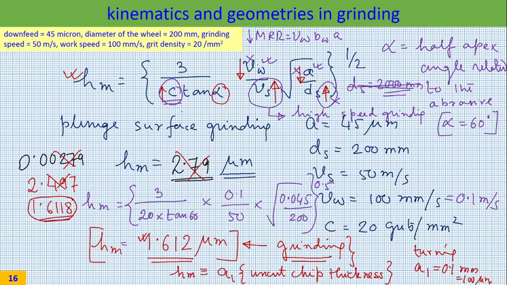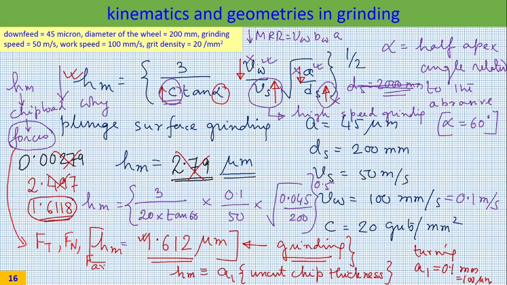Next point is, why should I try to reduce HM? If you reduce HM, your chip load goes down. If your chip load goes down, your forces will go down. At this stage, you must understand which force we are talking about. Till now, as you know, there is a tangential force FT, a normal force Fn, and I have introduced an axial force in the case of traverse grinding. Would these forces come down? It is not so easy to speculate whether these forces will come down or not.